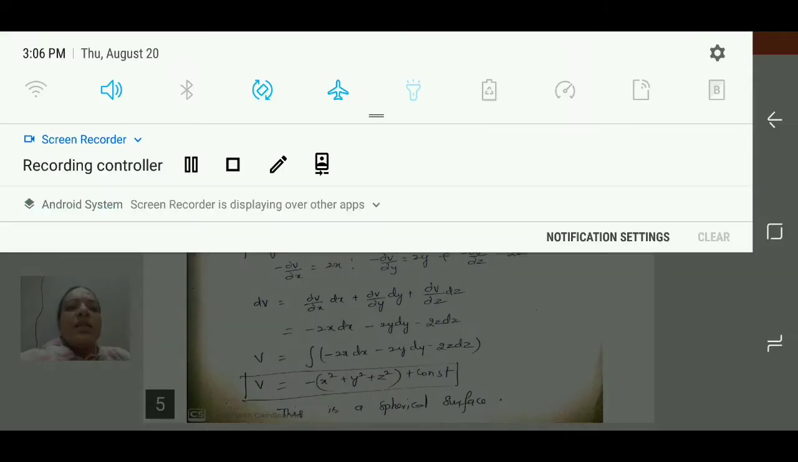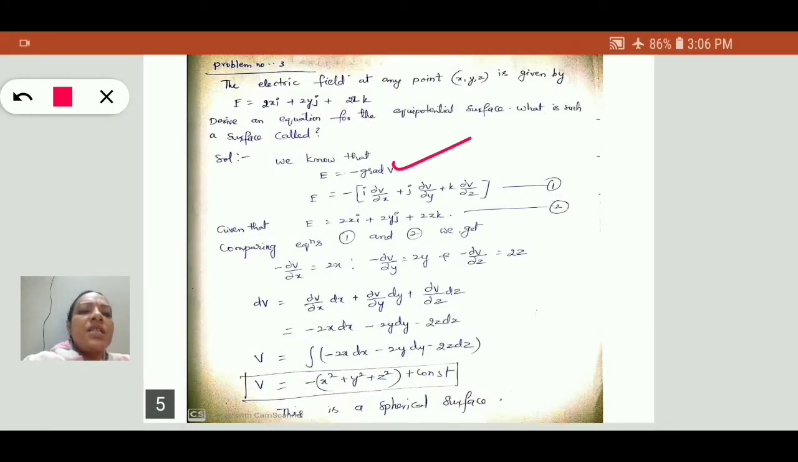So here in this problem, the first step is E is equal to minus gradient of V. That can be written as minus i dou V by dou X plus j, meaning here we are operating the del operator on this potential function.